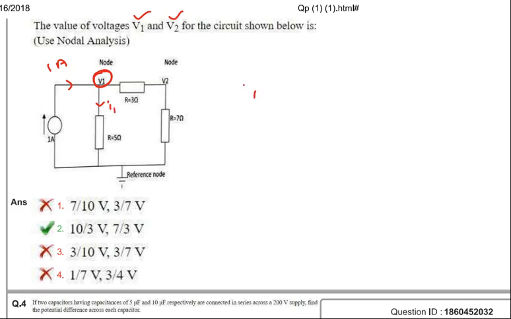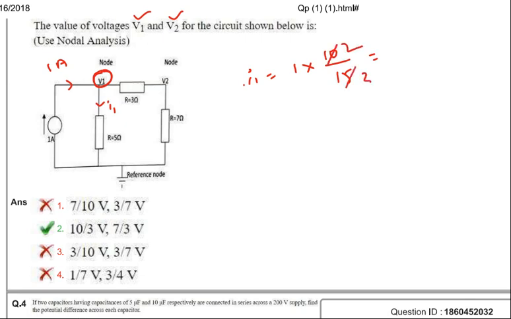Let it be I1. I1 equals the total current I into opposite resistance by total resistance. What is the opposite resistance here? 3 plus 7, 10. That is 10 by 5, that is 2. So 2 amps current is flowing here. See here, current I1 equals the total current I into opposite resistance by total resistance. The opposite resistance is 10 ohms, 7 plus 3, by total resistance 3 plus 7 plus 5, how much?